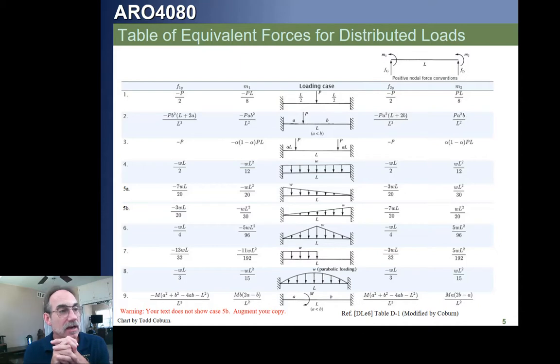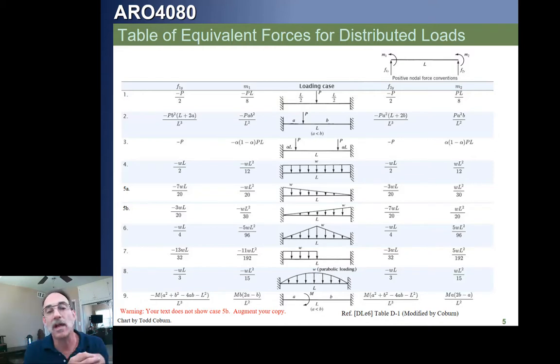Now you'll want to notice here that your text doesn't have case 5b. I provided that for you, so you can go ahead and include case 5b in your text. Write that in or paste this into your textbook so that you can see how to simulate that other one as well. Okay? So this gives us our shear and moment to apply at each node.